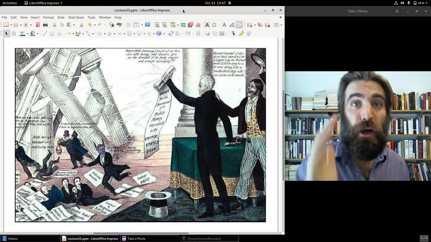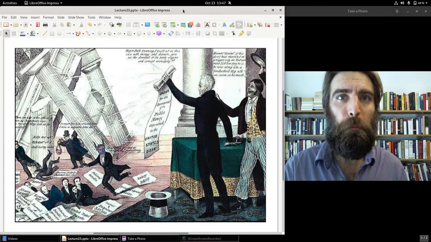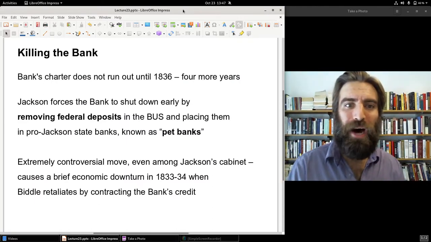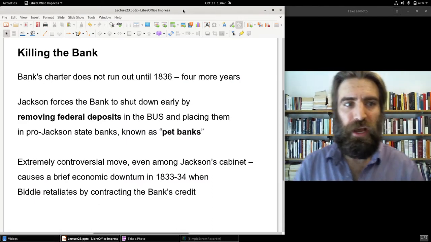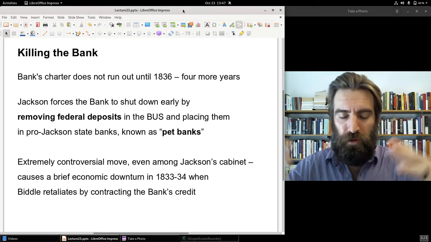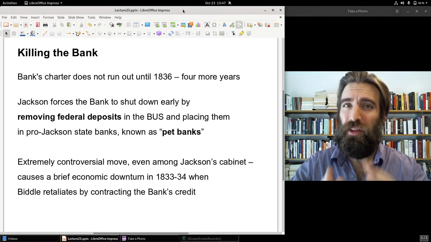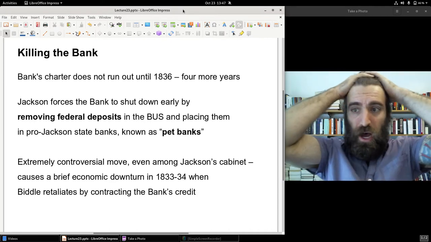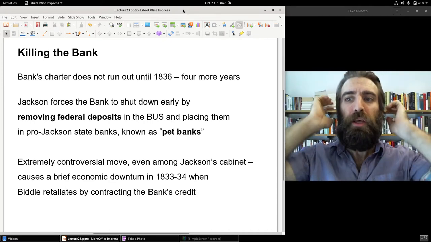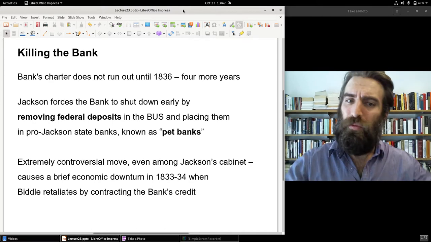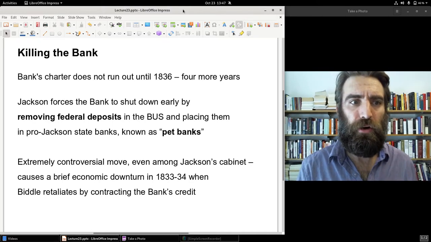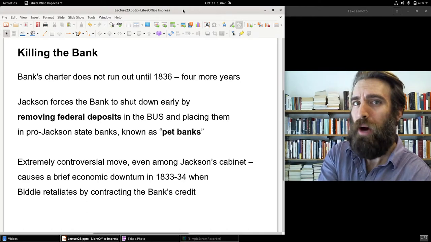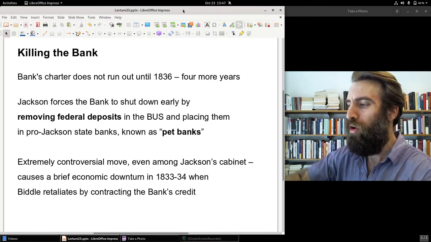We must kill the bank right now, bleed it dry by removing the federal deposits from the Bank of the United States. And so this action was actually one of the most controversial moves that Jackson took in his presidency on this bank issue. Jackson says, this thing cannot be allowed to function any longer. So I'm going to bleed it dry by removing all the federal money that's been deposited in the Bank of the United States. The people spoke, it's done.